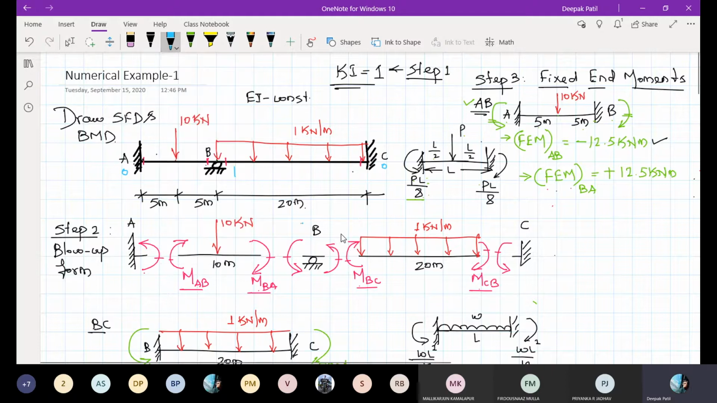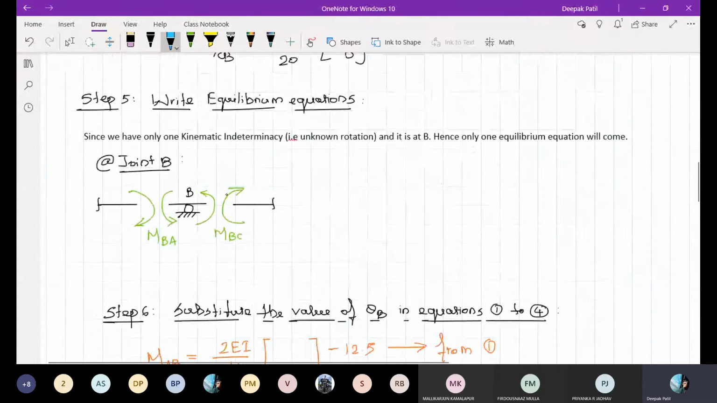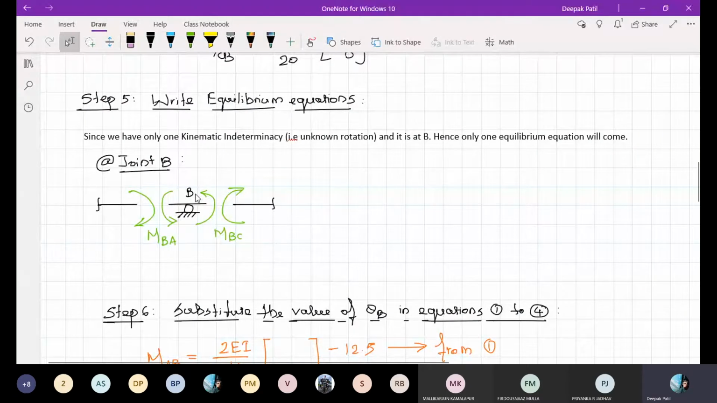So I'm taking this portion, only this portion I'm taking out, and I have drawn here. Can you see here? I have drawn here. Okay. So now these two moments are MBA and these two moments are MBC. Only that portion I have taken and I have written here.